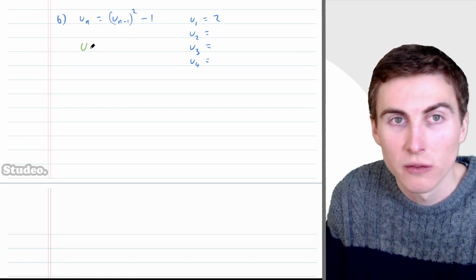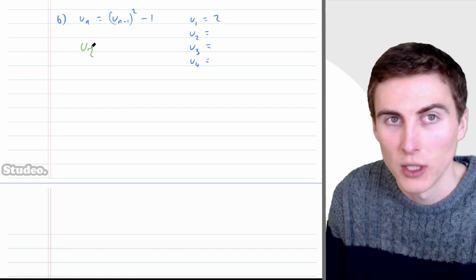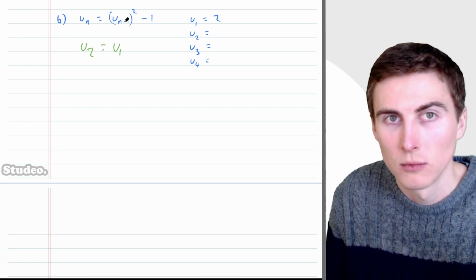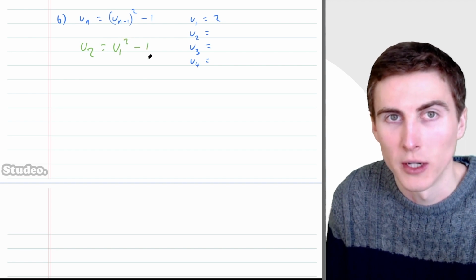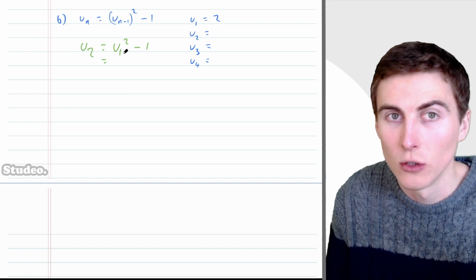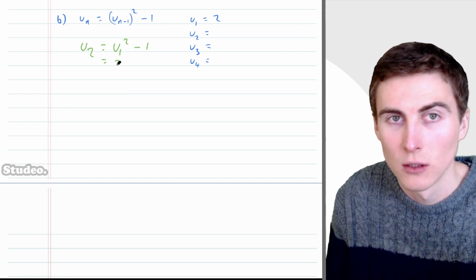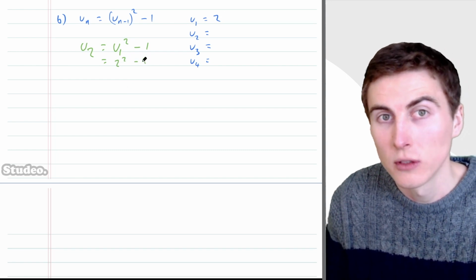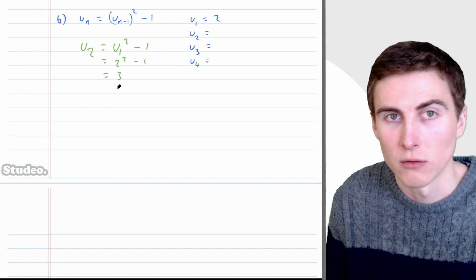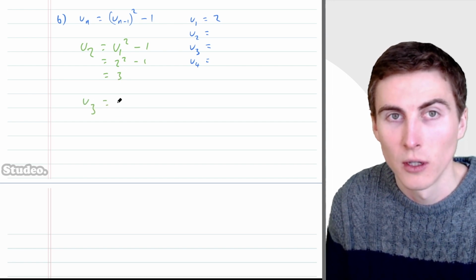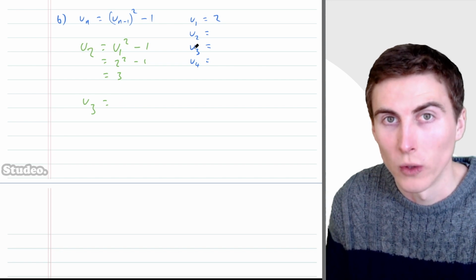So if we wanted to find u2, the second term in the sequence, we would just do u1, because 2 minus 1 is 1, squared minus 1. And because the first term they told us is 2, that means 2 squared minus 1. 2 squared is 4, take away 1 is 3. So that's 3.